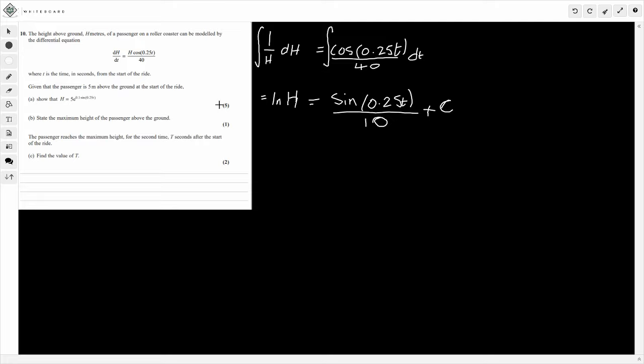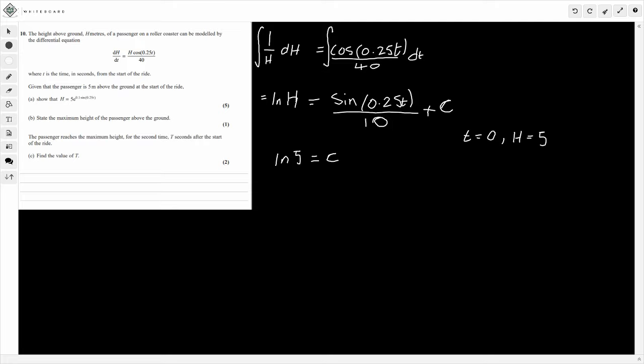Now we know, given from the question here, that the passenger is 5 meters above the ground at the start of the ride. So what that's saying is that when t is 0, so these are our initial conditions, h is equal to 5. So all we're going to do now is just set this up as an equation. So ln of h, so ln of 5, is going to be equal to, well, if t is 0, it's going to be sine of 0, which is just nothing, so nothing divided by 10 is 0, plus c, so that's going to be equal to c. So therefore, c is equal to ln 5.